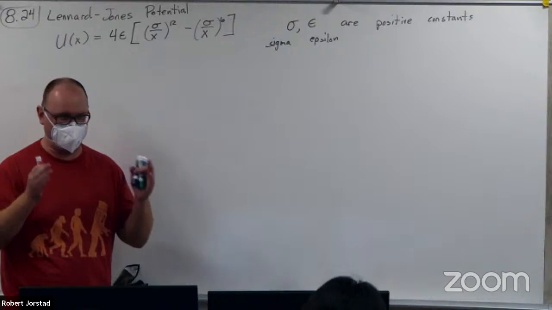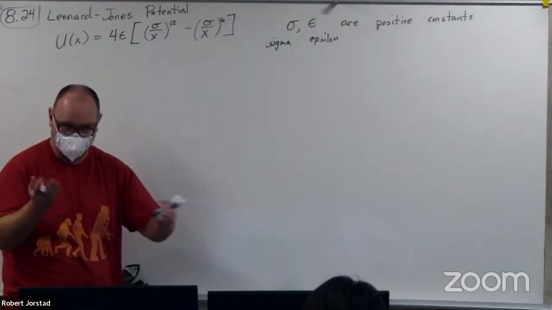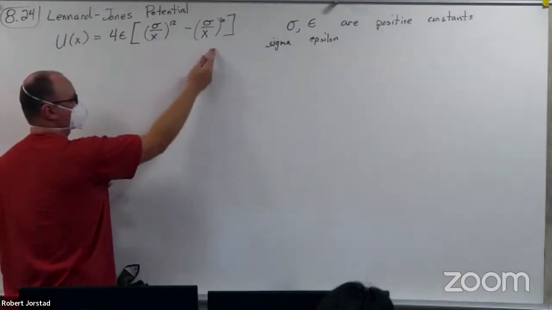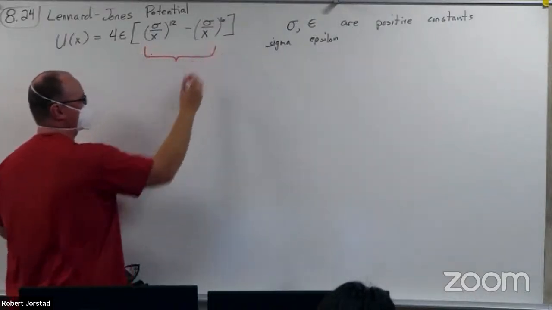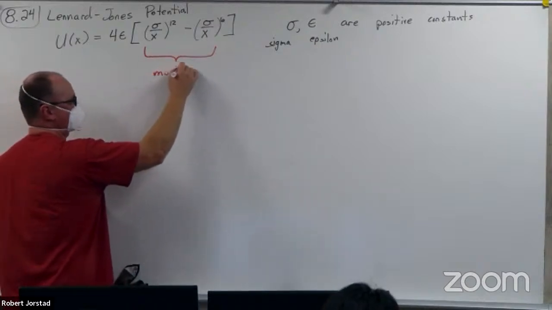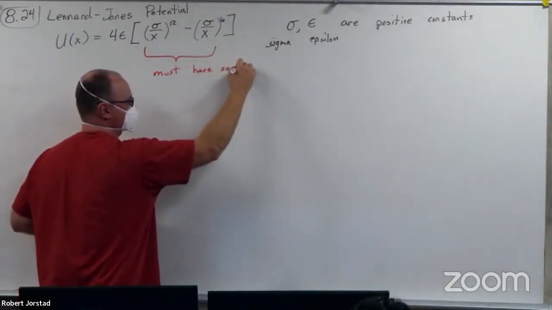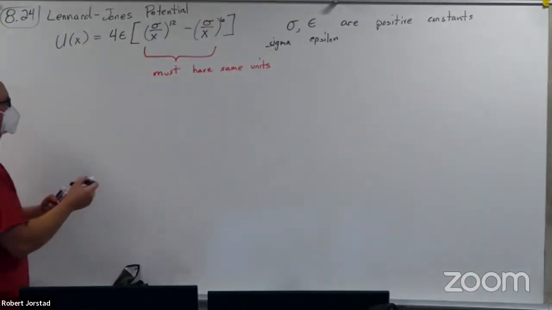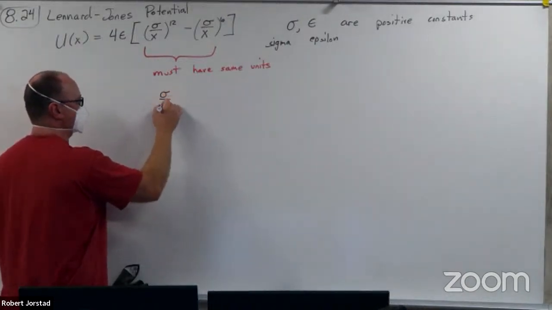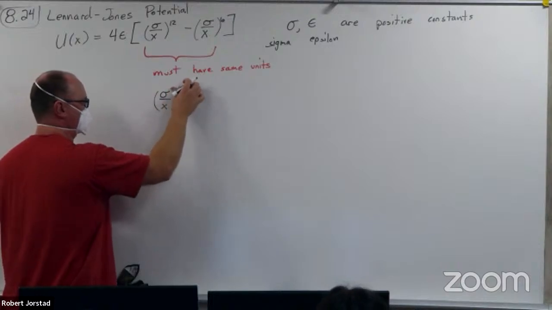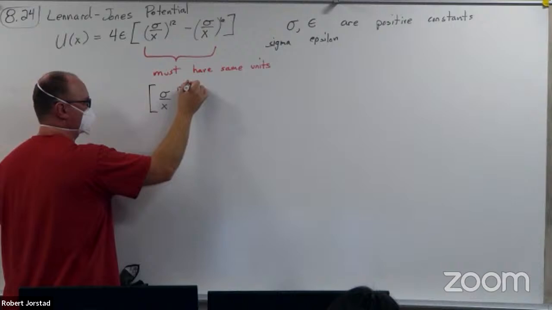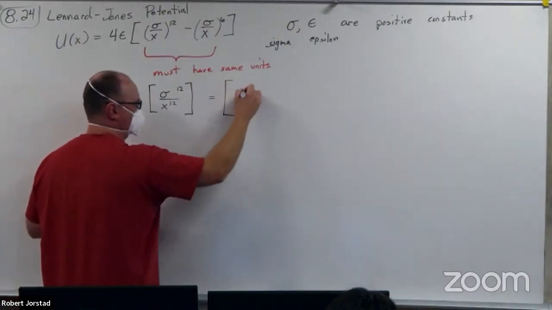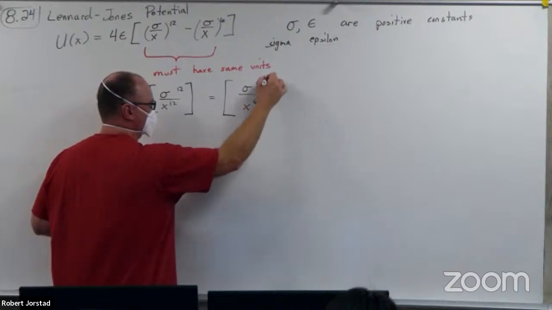When you add things, can you add apples to oranges? Like in math class, what do they say? Add apples to apples, oranges to oranges, right? Is there an addition here? Yes. What must be true if we're going to do this? Those two must be the same units. That's how you start. Does that make sense? You can only add apples to apples and oranges to oranges. Watch what happens when we do this. We're saying sigma over x to the 12, and actually let's do the units. The units of sigma over x to the 12 have to equal the units of sigma over x to the 6th. That's how you start.